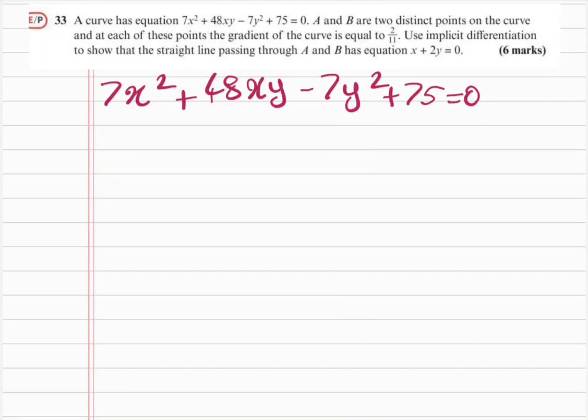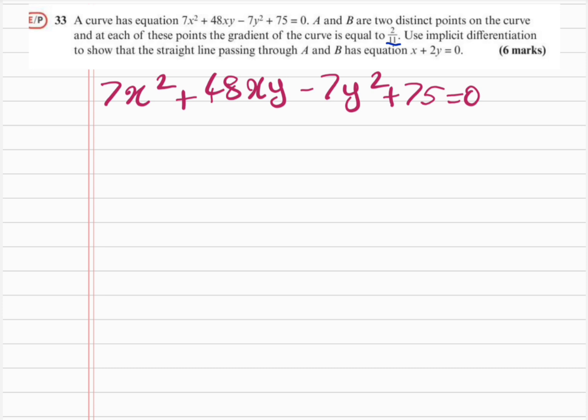Hi everyone, this video is on the mixed exercise 9 question 33. So we have the curve with the following equation, and there are two distinct points on the curve, and each of the points has the gradient 2 over 11, and we want to use implicit differentiation to show that the straight line passing through A and B has equation x plus 2y is equal to 0.